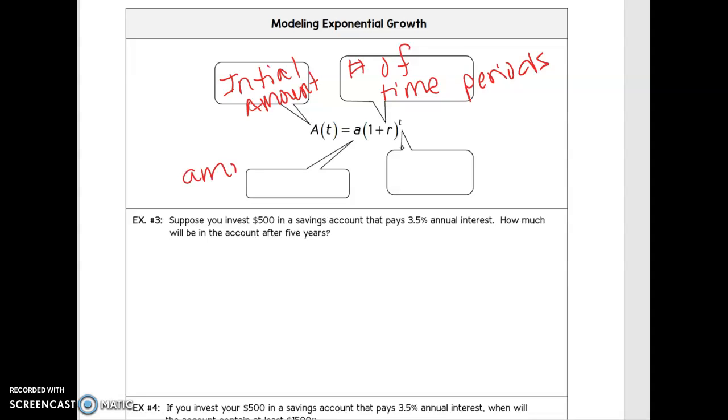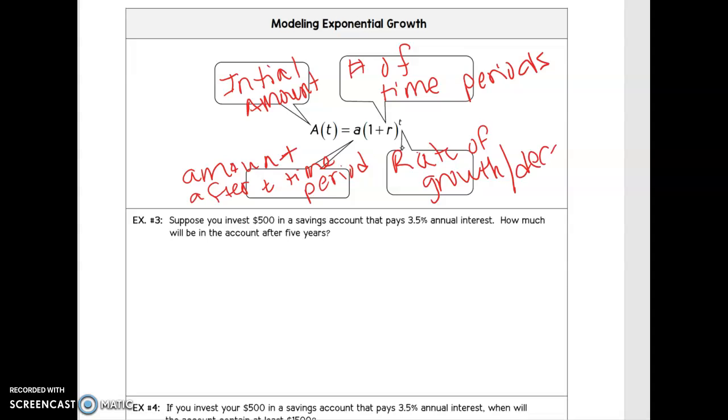Amount after t time periods. We'll put this in an example where you can see. And then this r right here is the rate of growth or decay, where r would either be greater than 0, that's growth, or less than 0, that's decay.